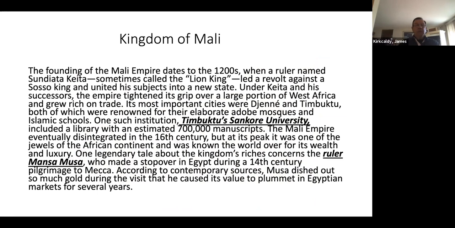Now, probably the most famous of all the African kingdoms is the Kingdom of Mali. And once again, remember I said, think of this as a text. You can read this at your leisure. But the point here is, if I said to you, why is this important? It's important because it was so sophisticated. It had a library. They were known for their wealth. And probably one of the richest kings in all of the world happened to be an African king.